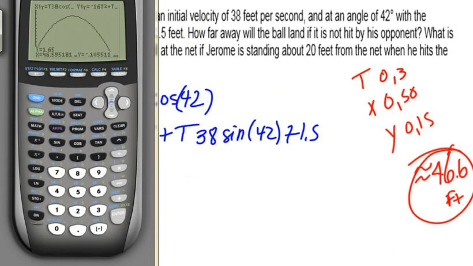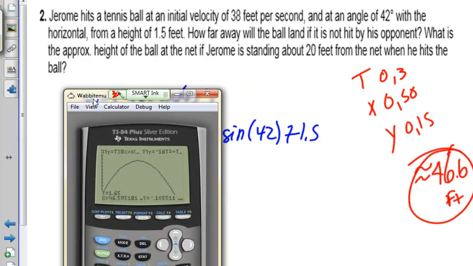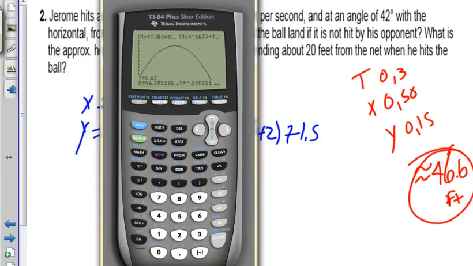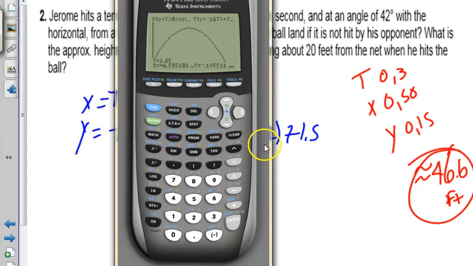Okay. The rest of the question, though, says, what is the approximate height of the ball at the net if he was standing 20 feet away from the net? So, what does that tell us we want to know? Want to put in what? He was 20 feet away from the net, so that's what? Horizontal or vertical distance? We want the X to be about 20.